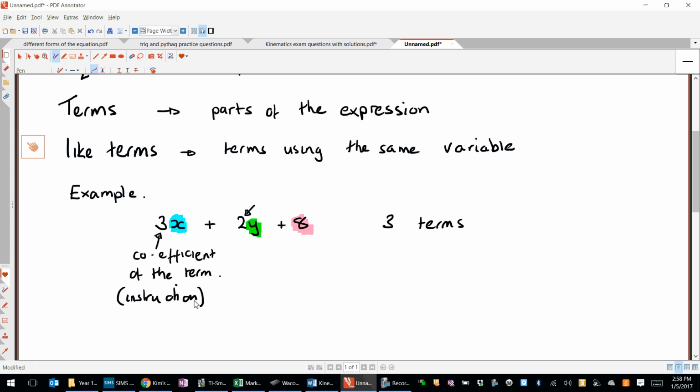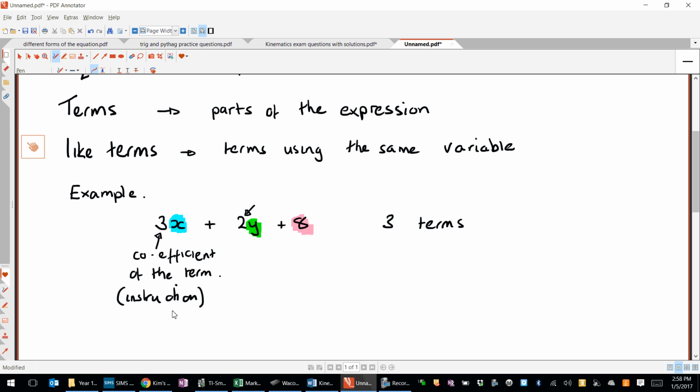So what I'm talking about is like an instruction, isn't it? It's 3 times something. It's not just 3. It's an instruction. It's telling you what to do, whereas 8 is just a number. I get it. It's what you do with the numbers.